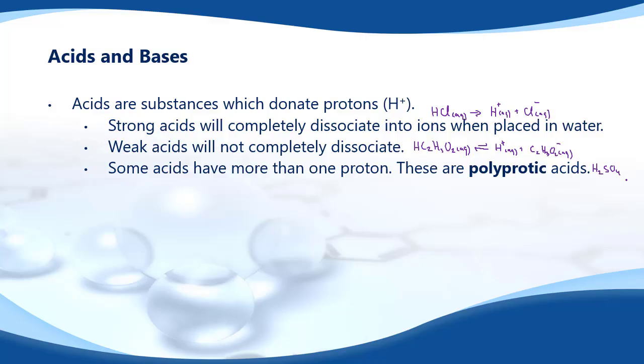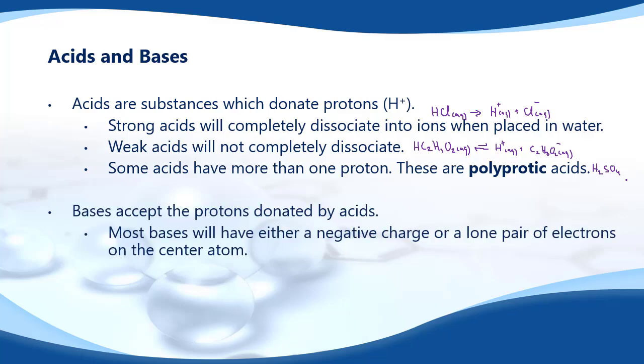So if acids are things that donate protons, bases have to be things that accept protons. They take the protons from an acid. Structurally speaking, most bases will either have a negative charge, for example CO3 2-, the carbonate ion, which is a base. It has a negative charge, so it can take the H+ and make HCO3-. It can actually take 2 of them if it wants.